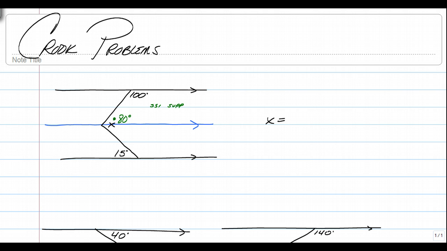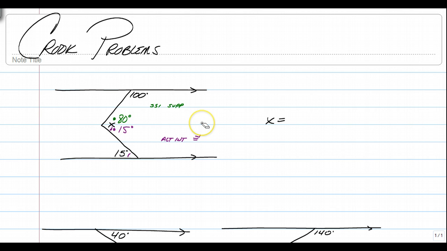So now let's go down and work on the bottom half of this diagram. This angle over here is 15 degrees, and we need to also find that angle right there because we're looking for x. If you look, these are on the opposite side of the transversal. So these are alternate interior angles, and if you remember, alternate interior are congruent. So that means this purple dot is 15 degrees.